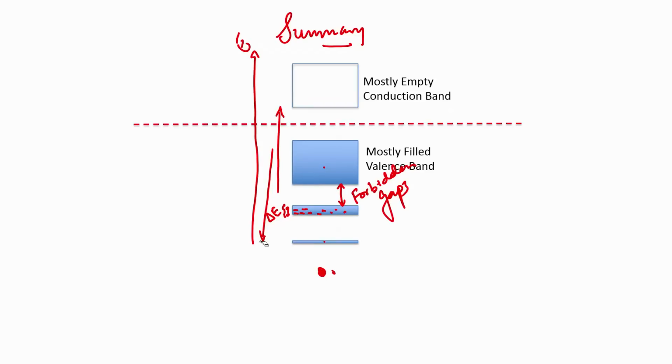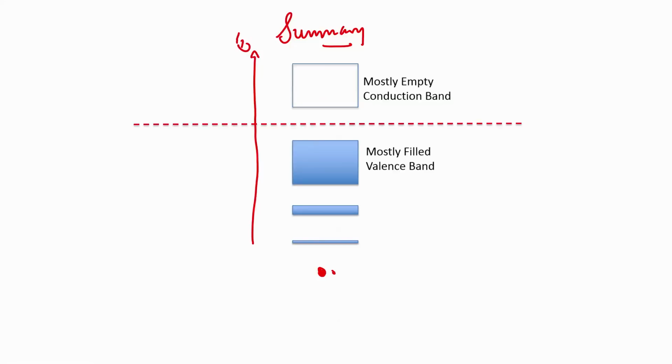Now, of interest to us in this course are two kinds of energy bands. Of course, all energy bands are important; without that, you would not have an atom.